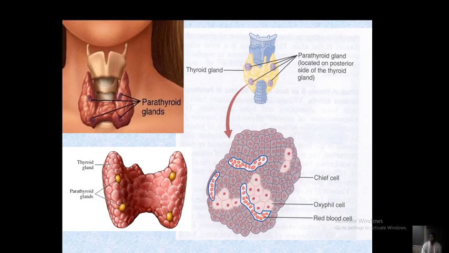So this is the parathyroid gland. It is four glands, and this is how it is located. And this is released from the chief cell. This is called the oxyphil cell, and this is a red blood cell. These are the capillaries. So this PTH is released from the chief cell.